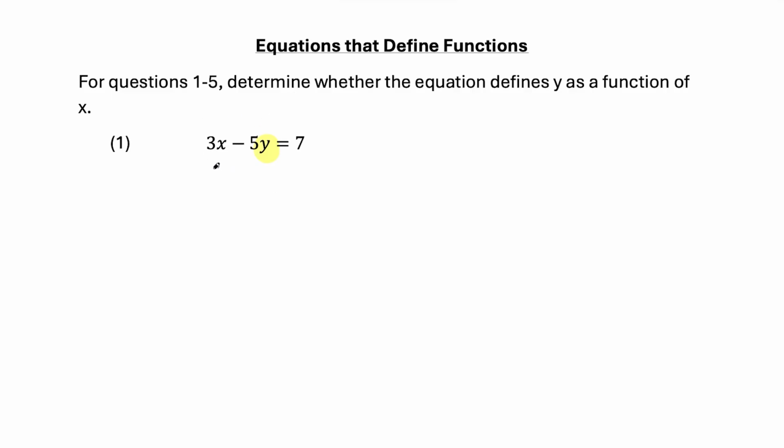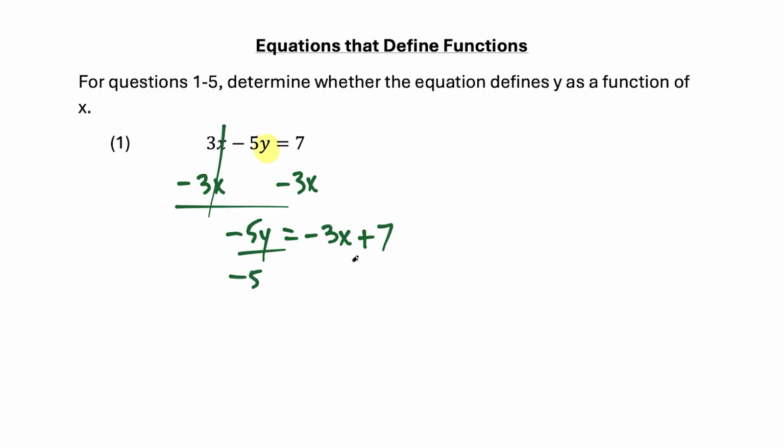So I'll start here by subtracting 3x on both sides. And on the left side, we have 3x minus 3x canceling. And then we have negative 5y equals negative 3x and then plus 7. And from here, we just divide everything by negative 5. And this is going to give us, at the end, y equals, and negative 3 over negative 5 is positive 3/5. And then we have x, and then 7 over negative 5, I could just say is minus 7 over 5.